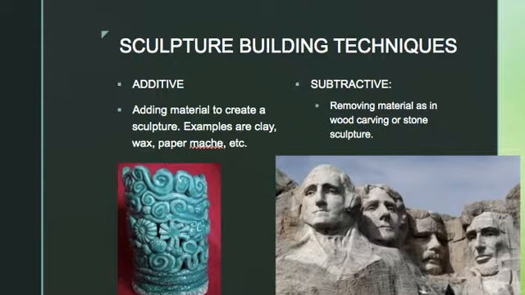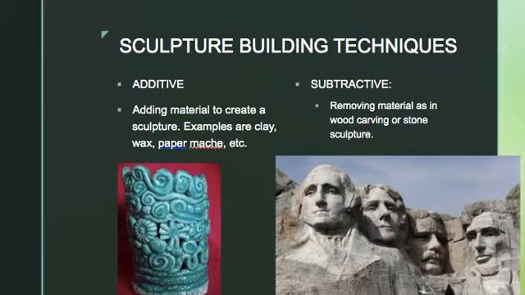So there are a few different sculpture building techniques, and you will probably be able to use more of the additive technique than the subtractive technique, but it depends on what you're deciding to build. The additive technique is when you are adding material to create a sculpture. An example of this would be clay, wax, or paper mache. So it's when you're starting from basically nothing and you're adding things to create something. Additive means you're adding material to build the sculpture.